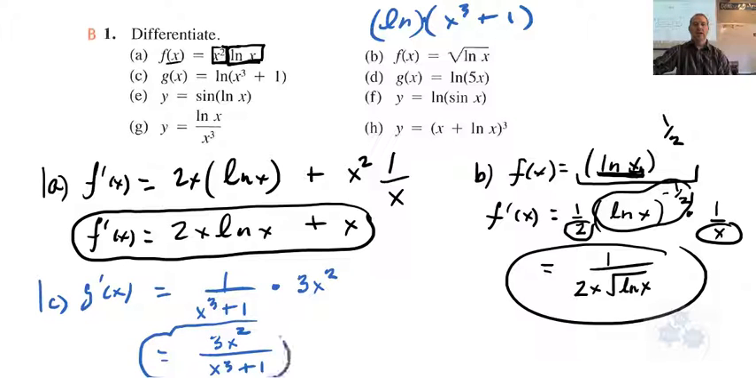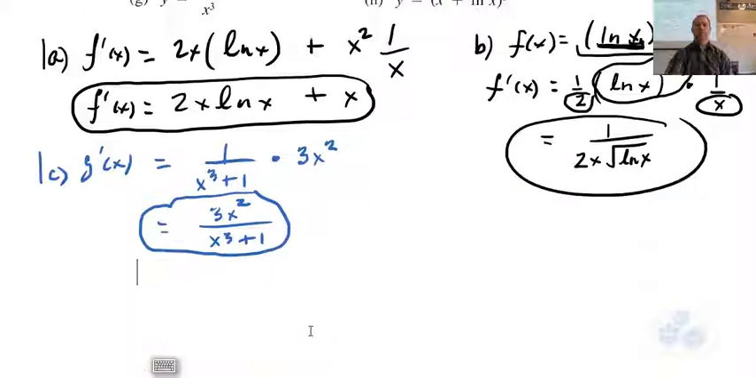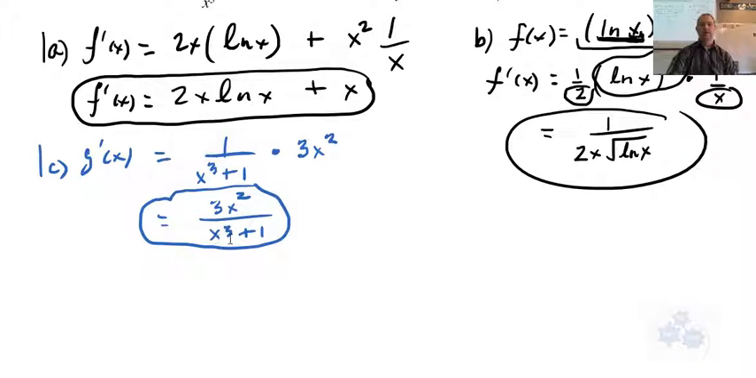And please don't try to simplify this, 3x squared with x cubed. Don't try to eliminate x's from the top and the bottom here. These are not factors. This is a plus, so you can't do that. You could factor x cubed plus 1, since it's a sum of cubes, but you don't have to, because there's no common factor on the top and the bottom. You're not going to be able to simplify it at all, so this is fine. Capiche?